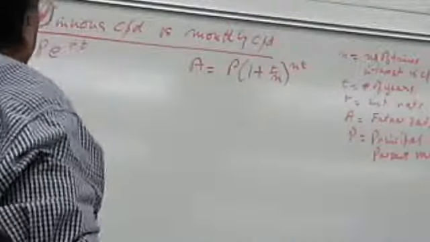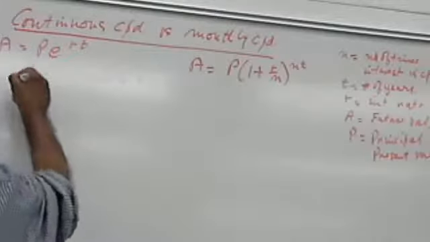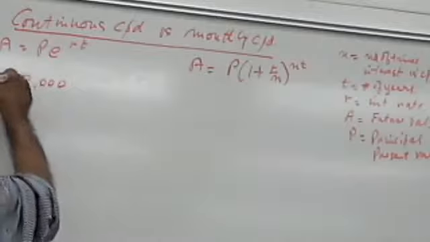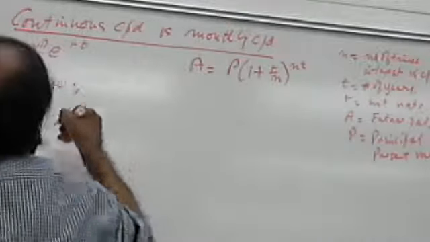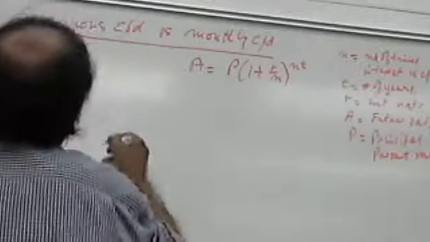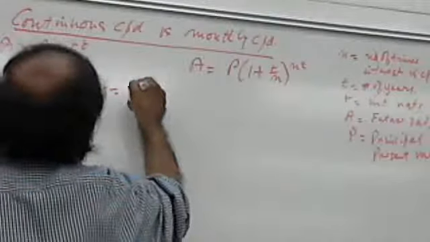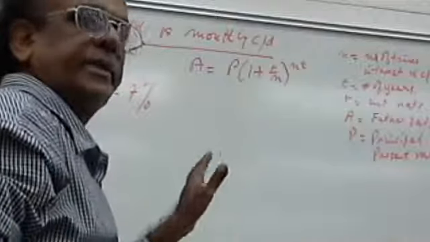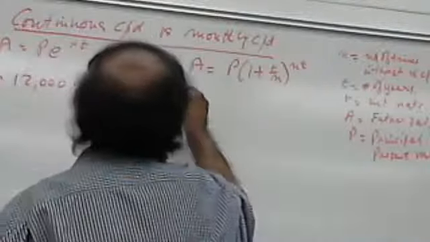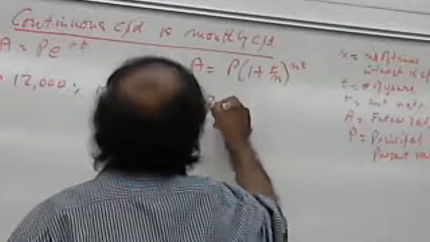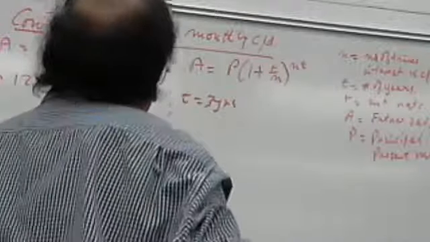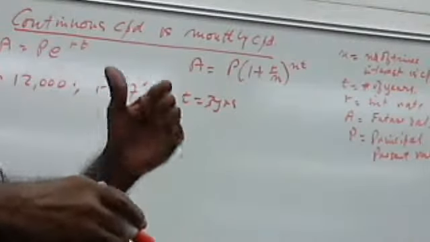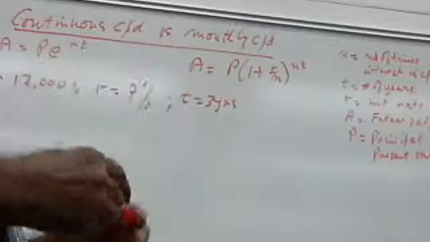Let's say you have $12,000 to invest, and let's say you deposit this amount in a bank that pays an interest of 7%. So R equal to 7%. Let's say this is compounded continuously for 3 years, or time equal to 3 years. And then we will do the same problem using compounding on a monthly basis, and let's look at the difference.